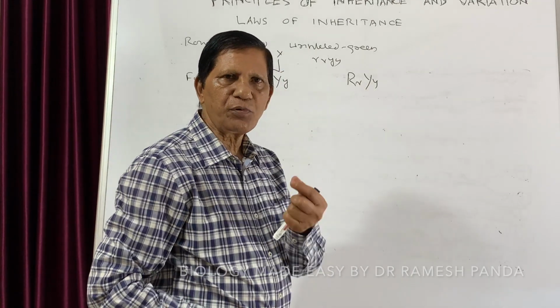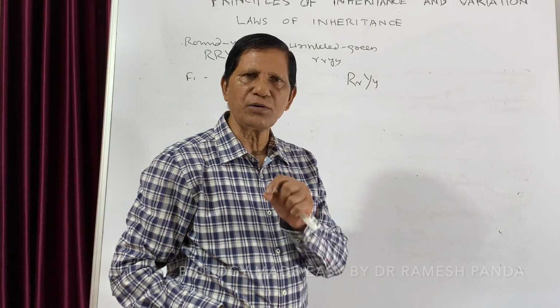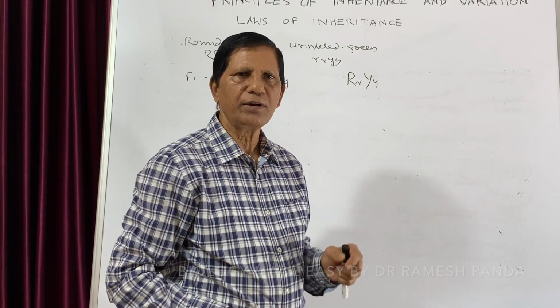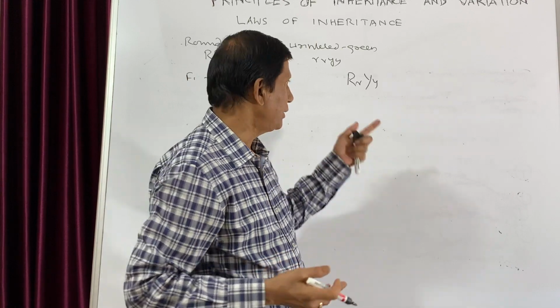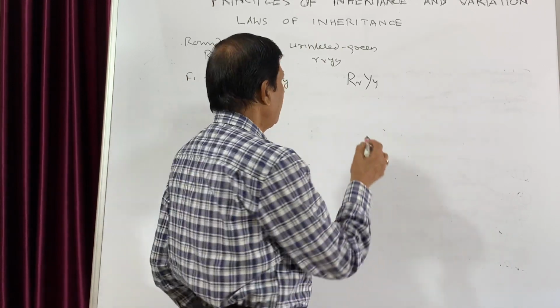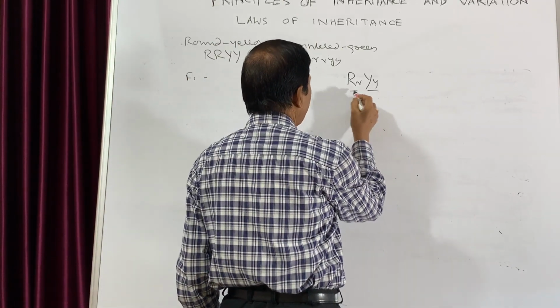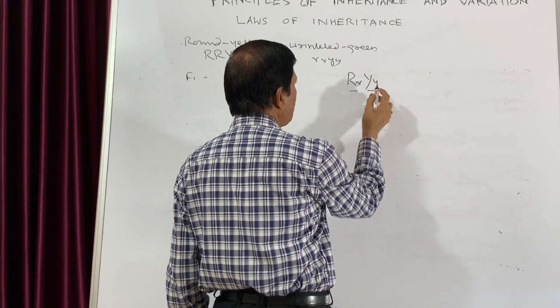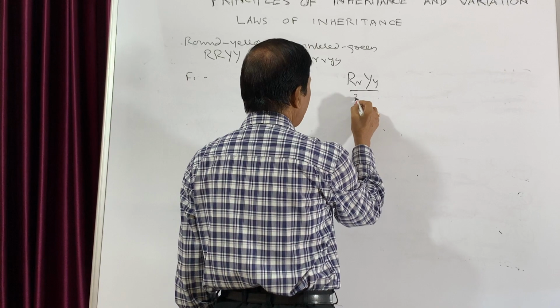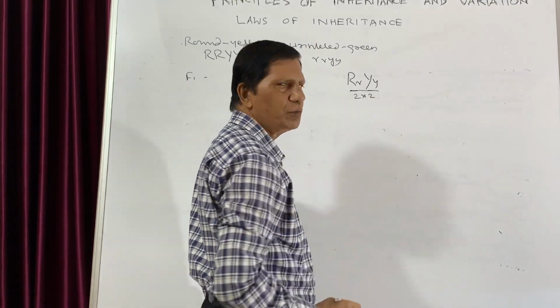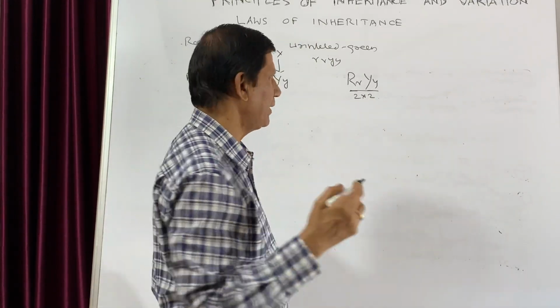How is it producing four types of gametes? Very easily you can do it for any complex number of alleles. Here they are two, and here also two, both in the heterozygous state. So easily you can tell that 2 into 2 is 4. But how to solve it?